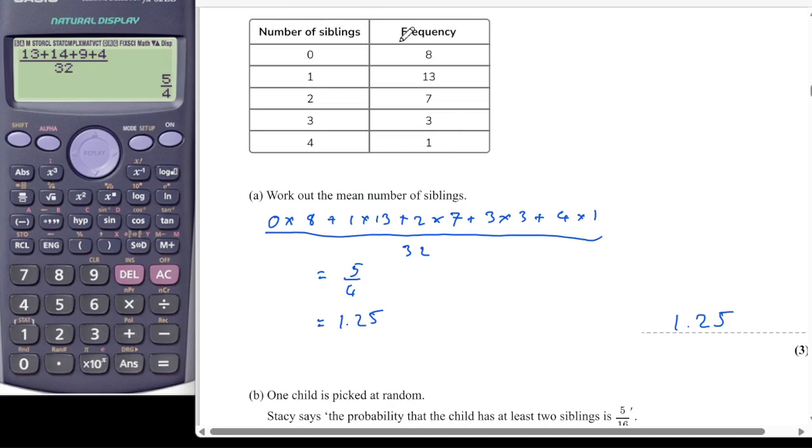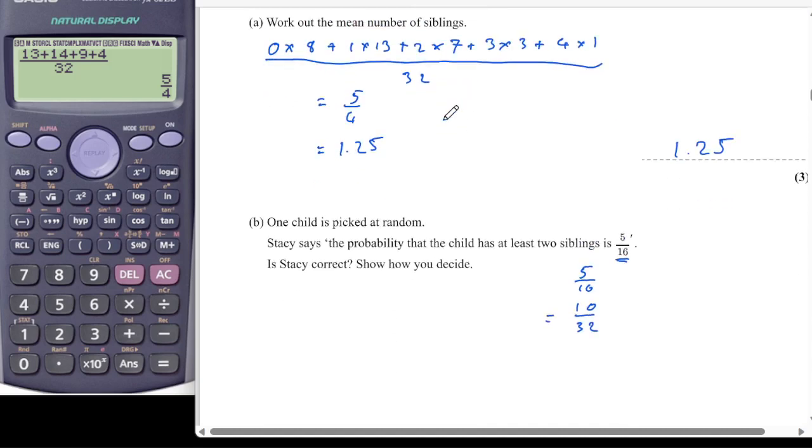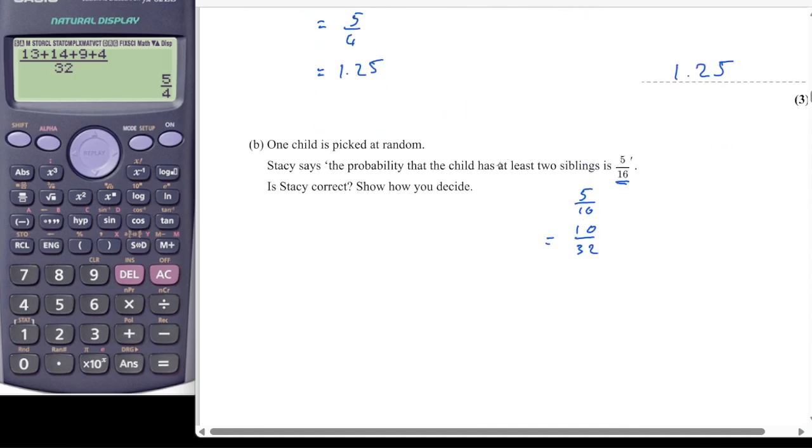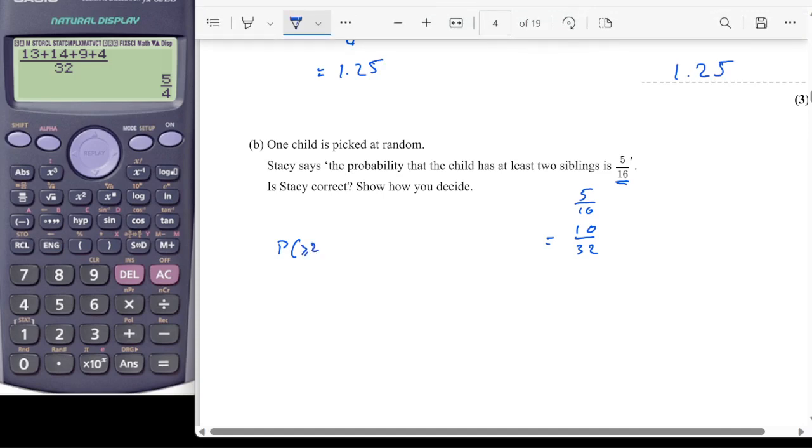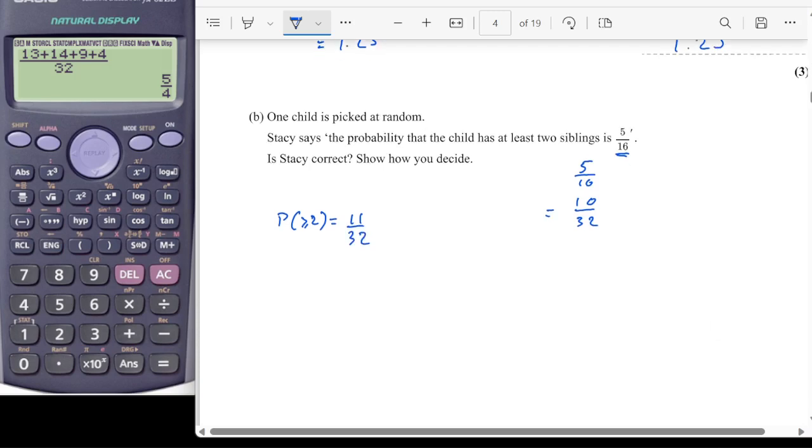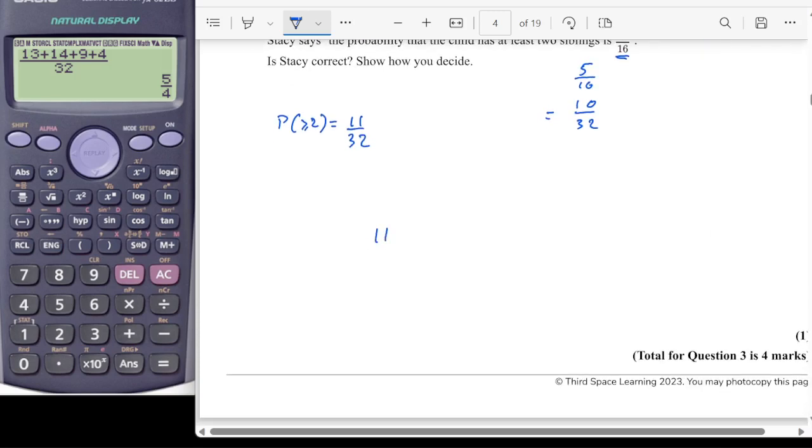If we look at the number of siblings that are at least 2, we've got 7 plus 3 plus 1, so that's actually 11. So the probability of greater than or equal to 2 is equal to 11 out of 32. So she is not correct. 11 out of 32 is not equal to 10 out of 32. So is she correct? No.